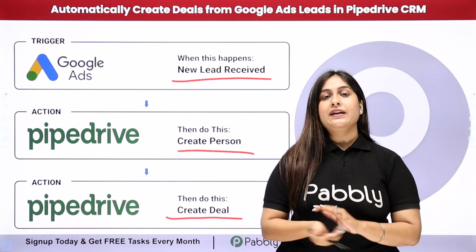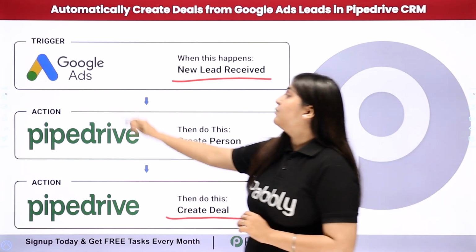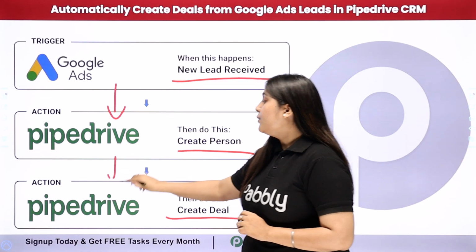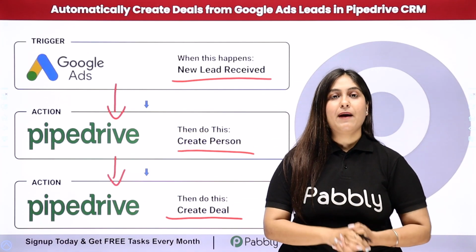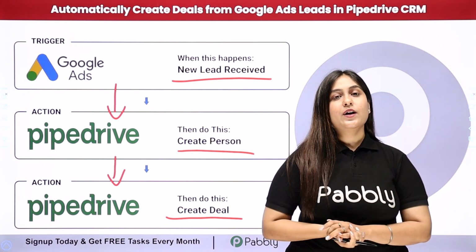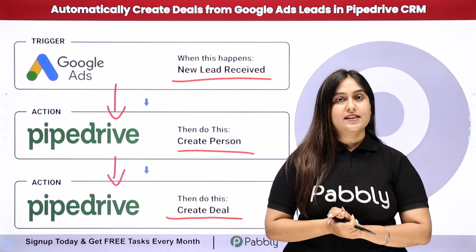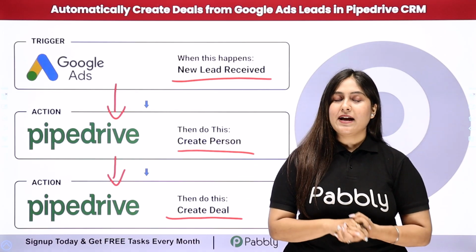So now, to automate the entire process, I'm going to connect my Google Ads with my Pipedrive account using an automation software named Pabbly Connect. To see the working of this automation and to learn this process step by step, let me take you all to my screen.